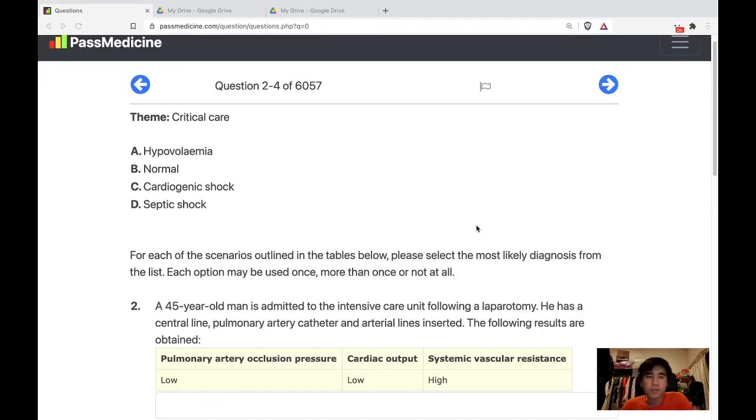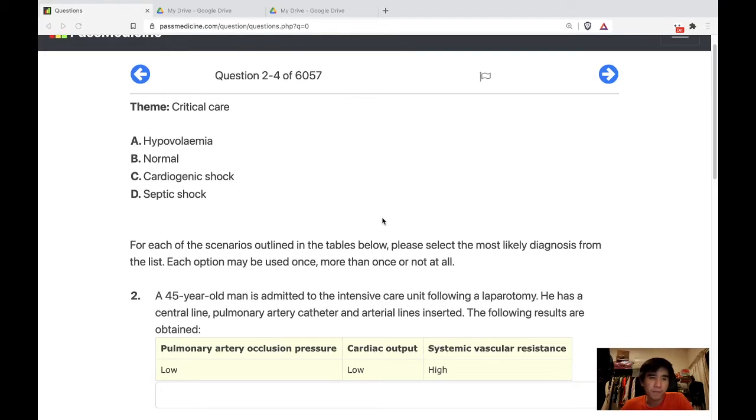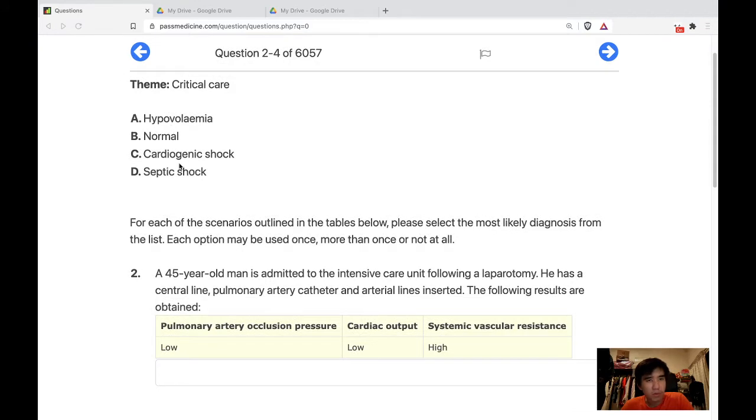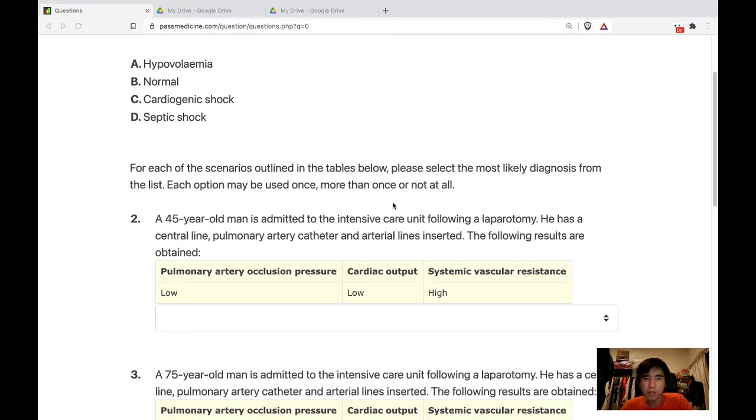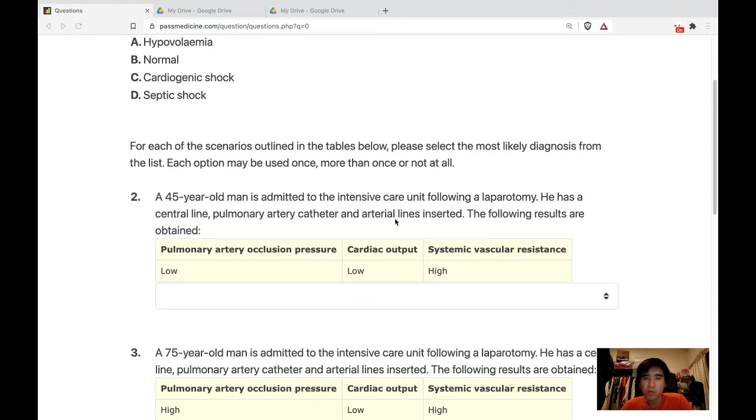So the theme for this question is critical care. You have the different types of shock here. For each of the scenarios outlined in the tables below, please select the most likely diagnosis from the list. Each option may be used once, more than once, or not at all.